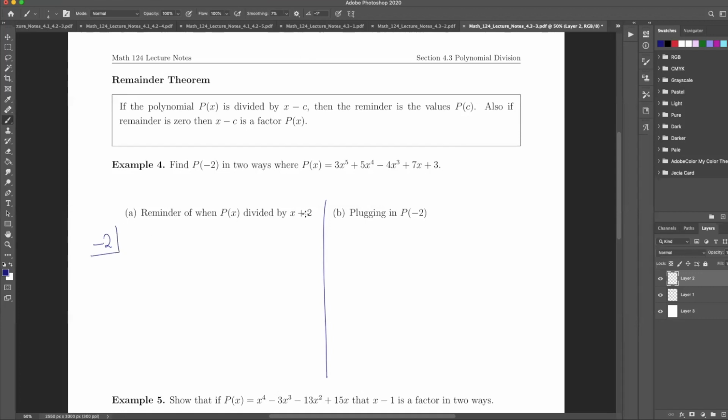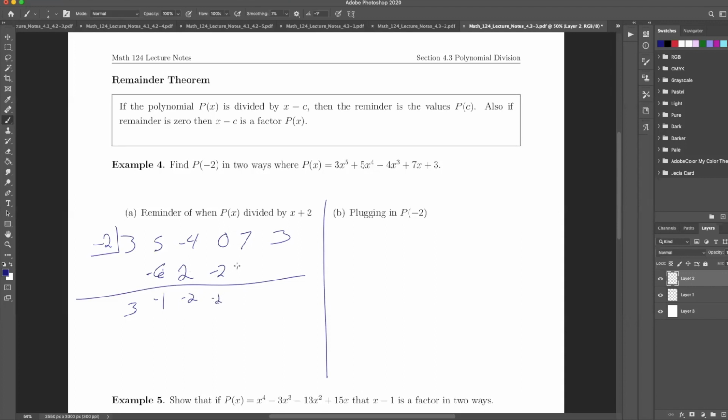So here, my c is minus 2. Here I'll have a 3, a 5, a negative 4, there is no x squared term so there's a 0, and then a 7, and then a 3. Let's crunch through these numbers. Drop down the 3. 3 times negative 2 is minus 6. Add these up, I get negative 1. Negative 1 times minus 2 is 2. Add this up, I get negative 2. So negative 4 plus 2 gives me negative 2. Multiply by negative 2.